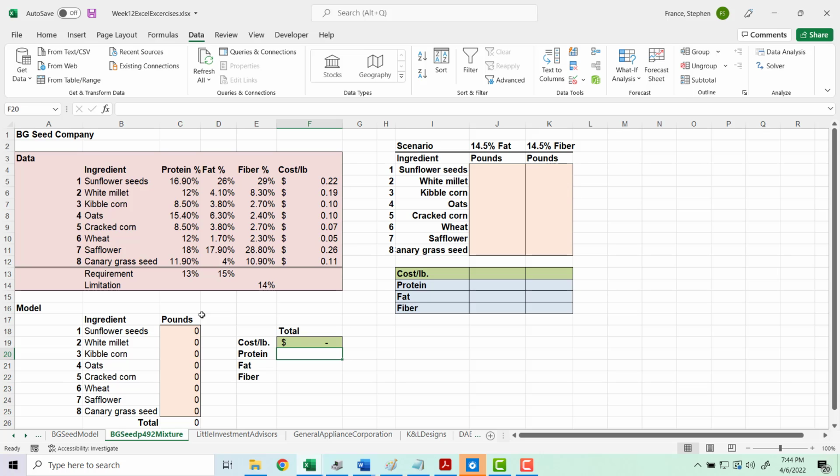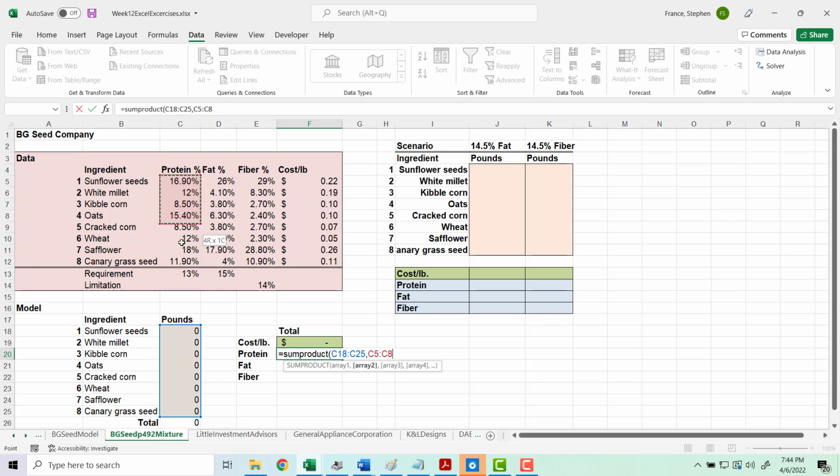Now we need to find the percentage protein in the overall food. The nice thing is that since we're weighting it to 1 pound, we just do a weighted sum. What proportion of the pound is from each ingredient, multiplied by the percentage of protein, and then we get the aggregate protein for this mixture. So this again is just going to be a sum product of the pounds and the protein.